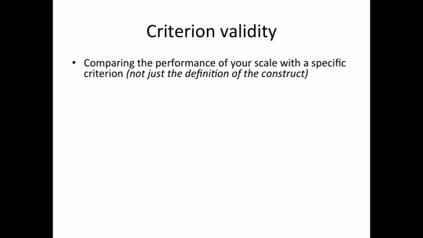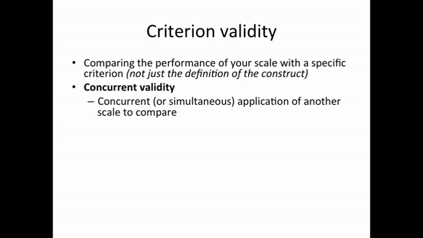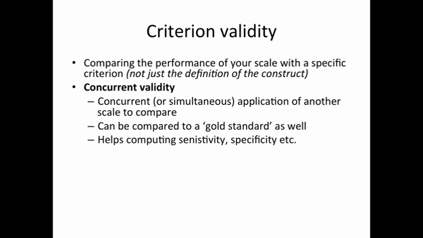Comparing the performance of your scale with a specific criteria rather than just the definition of the construct is called criterion validity. If a scale is applied concurrently or simultaneously with another scale that is used as an external criteria, this is called concurrent validity. To establish this, we can make comparisons with a gold standard as well. This helps in computing sensitivity, specificity, etc. using 2 by 2 tables. This issue is dealt with in a different vodcast.